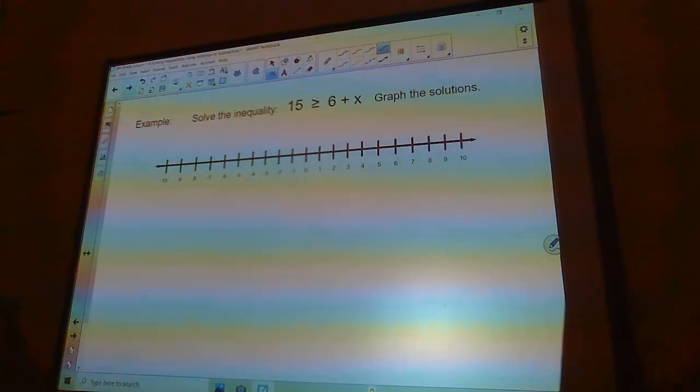Okay, here's another one. I'll let you do this one. 15 is greater than or equal to 6 plus x. Go ahead and pause the video, do this one. Be really careful on this one, though, because it's kind of set up funny. And then jump in and see what you got.